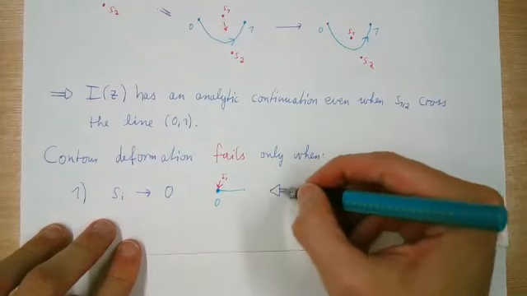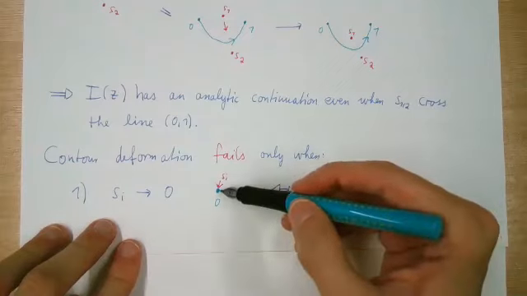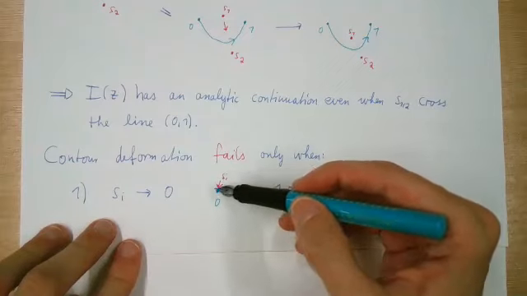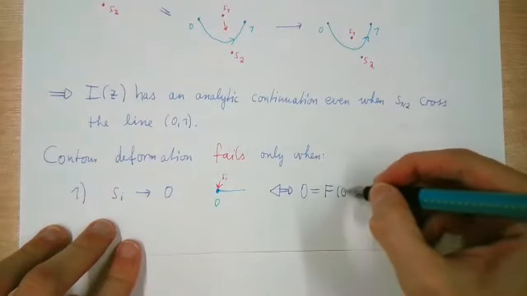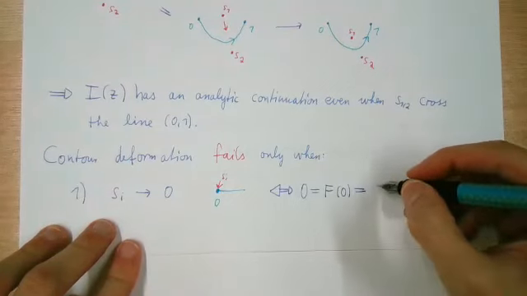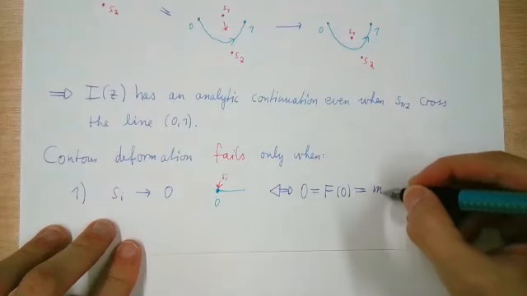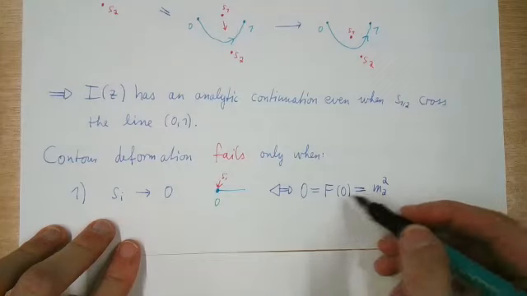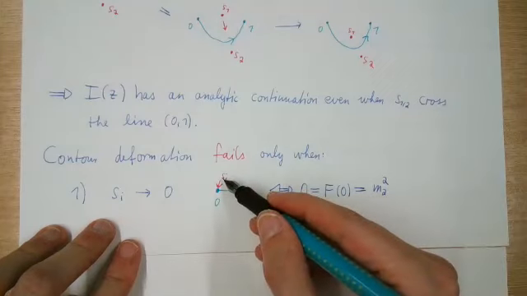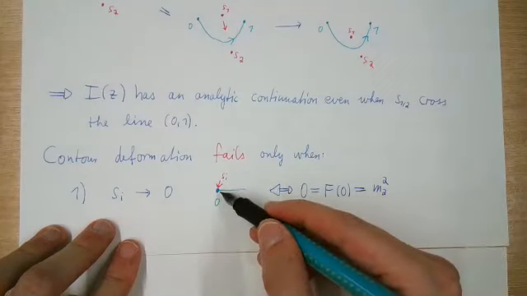Now, when does this happen? Okay, you want that one of the zeros of f is at 0, right? So this is exactly the case when 0 is equal to f of 0. And when you look back up what f was, this is exactly m2 squared. So when the mass 2 becomes 0, you have the situation that one of the singularities coincides with the starting point of the integral.